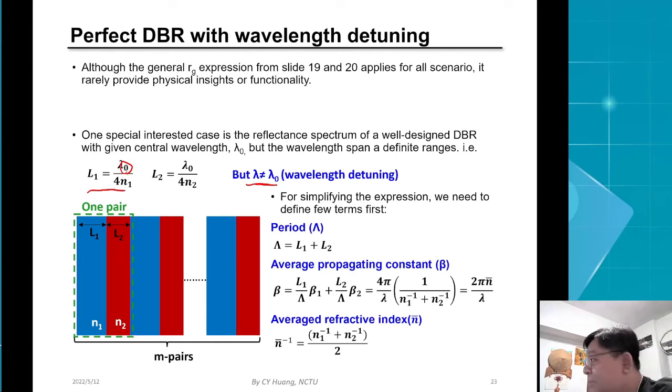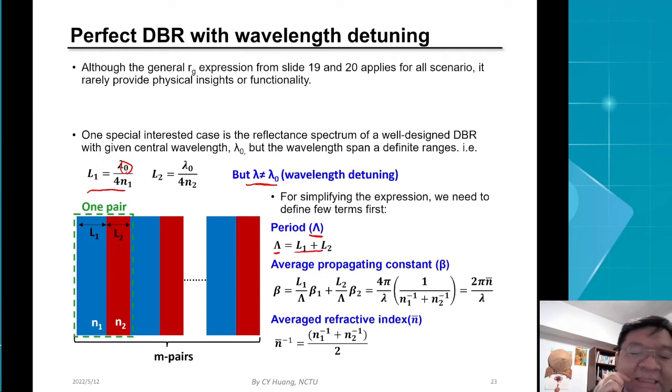All right. In order to make the notation cleaner, we introduce some new terms. Basically, it's just a combination of the known terms. The first is the period, or the periodicity, denoted by capital lambda, the capital Greek letter. Basically, this is just the summation of the two thicknesses, L1 and L2.